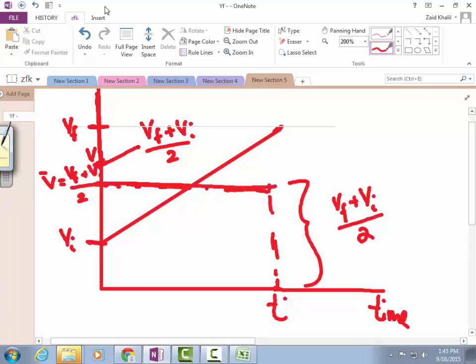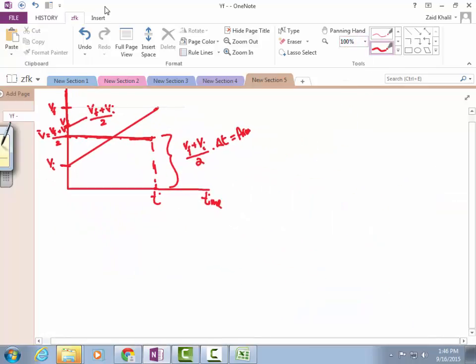And what's its width? Delta t, or t, is the area. Correct? So now let's zoom in. So the area is VF plus VI over 2, right? And the change in time is just delta t. In this case, delta t is simply t. But the area, we know this from before, is equal to the displacement, which is delta x.